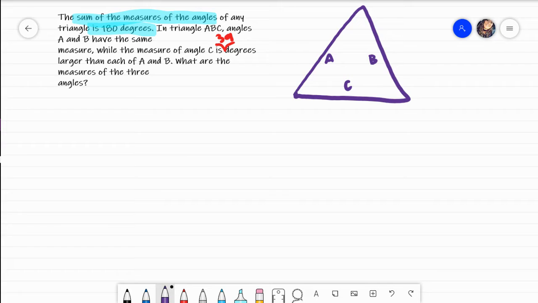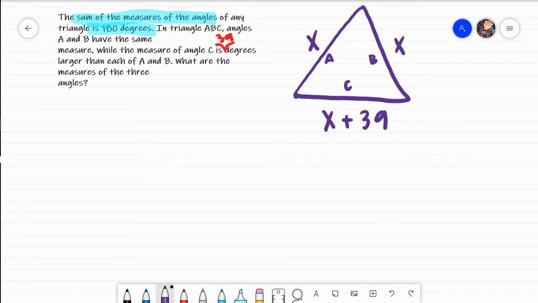The angles A and B have the same measure. I'm not told what their measure is, so those would be my unknowns, and they're both going to be x because they're equivalent, they're the same. While the measure of angle C is 39 degrees larger than A and B, that means I have the same measure as my A and B, and then I'm adding 39 to it. Technically it's degrees because it's 39 degrees larger than. So what are the measures of the three angles?